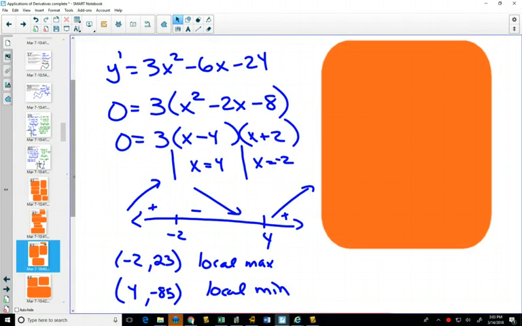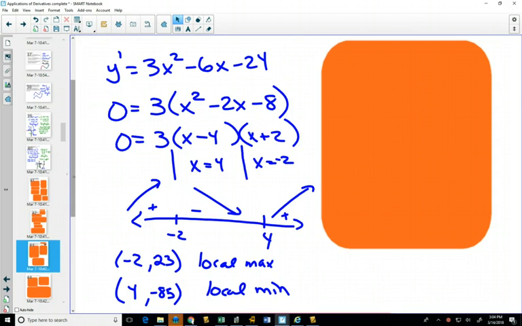Again, you find the values of those maximum and minimums by plugging back into your original equation. Anytime you're finding points on your original graph, those values are plugged into your original equation. We plug test values into our sign diagram, into our derivative, to find out where it's increasing and decreasing.